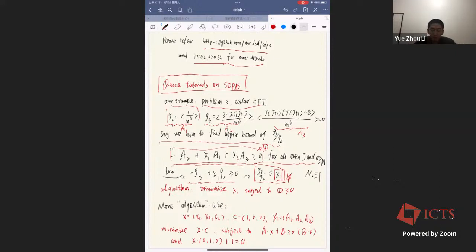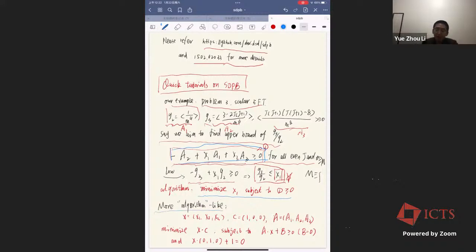So to conclude, we actually think of this problem as an algorithm. This algorithm says we minimize x1 subject to this equation being positive for any even spin and m larger than 1. So this is our algorithm for the simple problem. You can eyeball it, but you can actually establish an algorithm for it. But it's not a very general algorithm. It can just work for the simple problem. The more general algorithm, we can think of it like this.